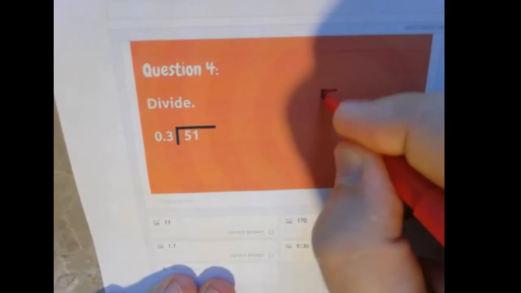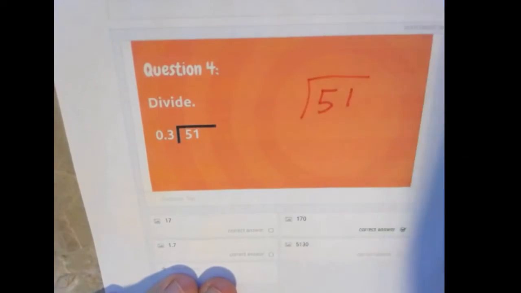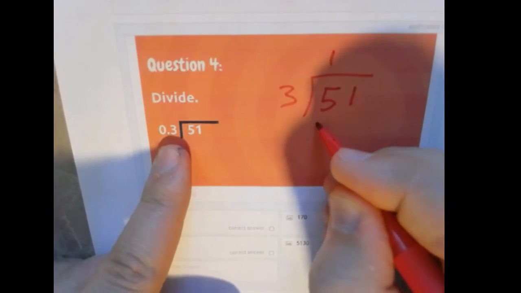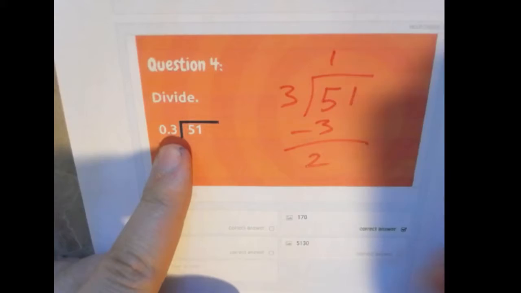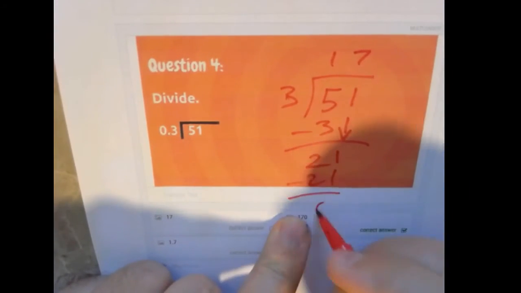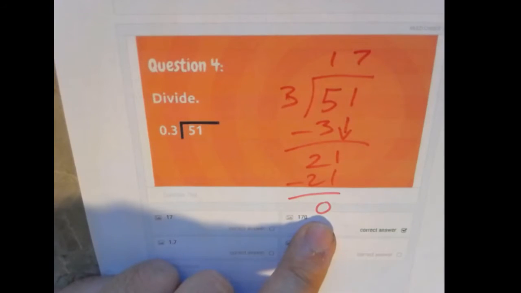One more similar idea. Sorry, instead of 0.3, we're going to do 3. How many times does 3 fit into 5? 1 time. Find the difference. Drop the 1 as a helper. How many times does 3 fit into 21? 7 times. 7 times 3 is 21. Find the difference. Remainder 0.